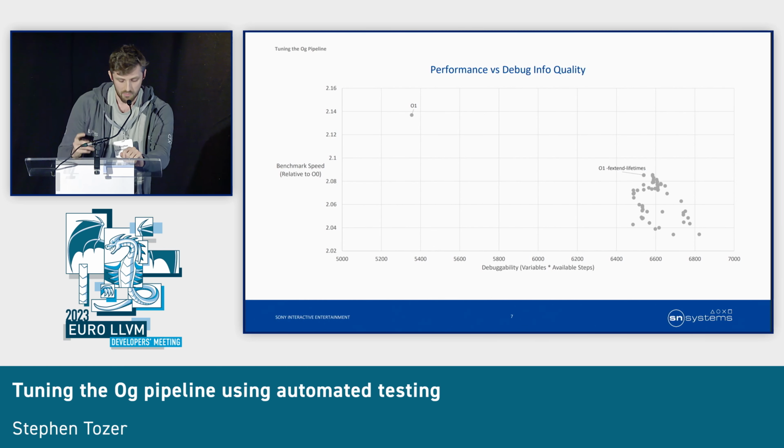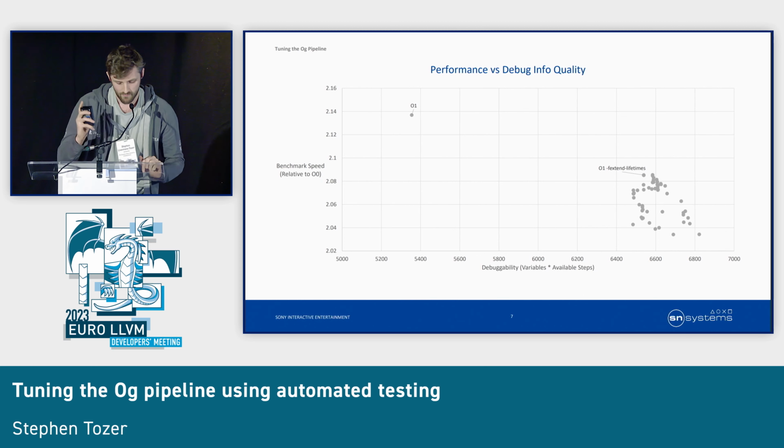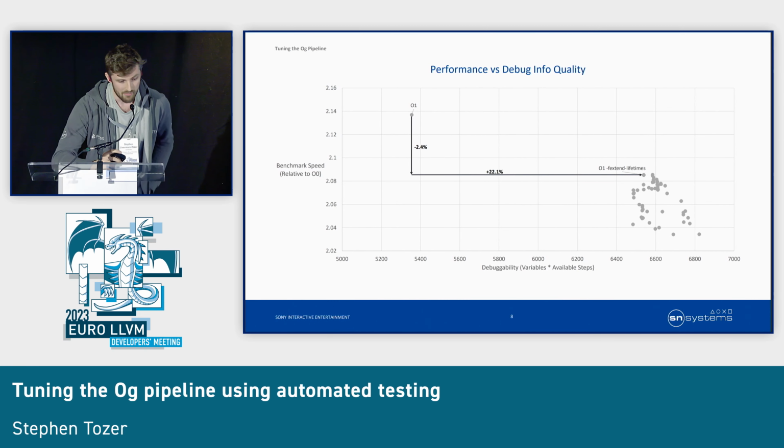In the debuggability versus performance graph shown, that top left point is current O1, and the cluster of points in the bottom right are a set of pipelines that we tested with extend lifetimes enabled, including O1. As you can see, there is quite a gap. That flag alone improved debuggability by 22.1% for just a 2.4% performance cost. This is very significant, but we still need to look into the opportunities offered by pass selection.